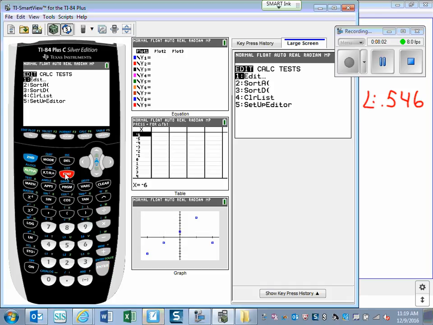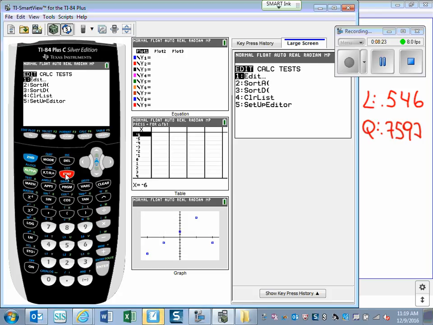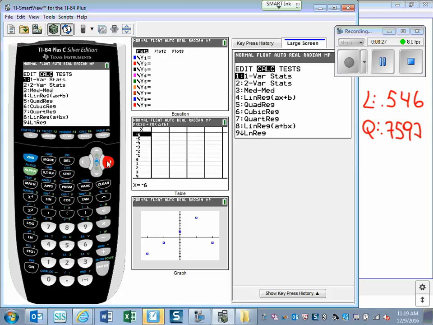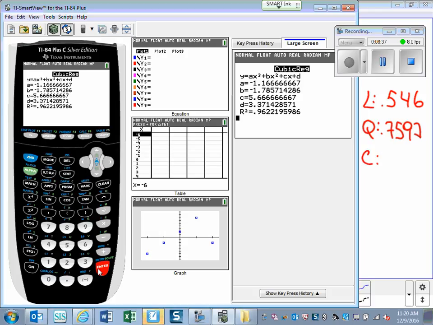I go back to start, calc, and estimate the quadratic regression. So I get the new model, the new r squared. My r squared for quadratic is 0.7597. I do the same thing for my cubic. So cubic is 6. I get a model, and r squared is even better, 0.9622.